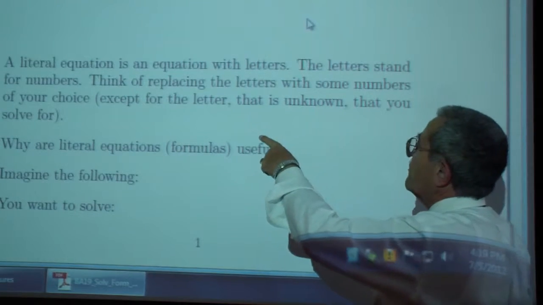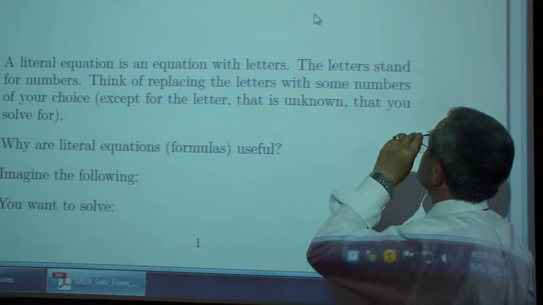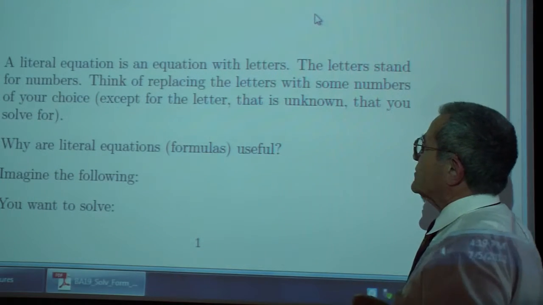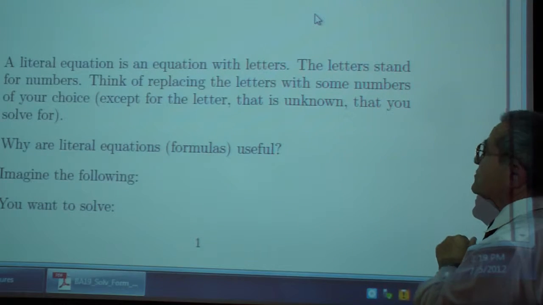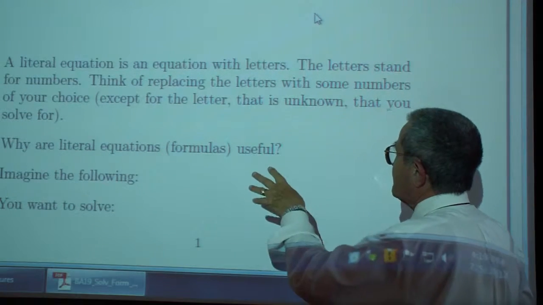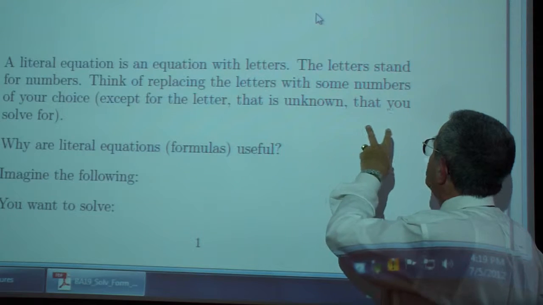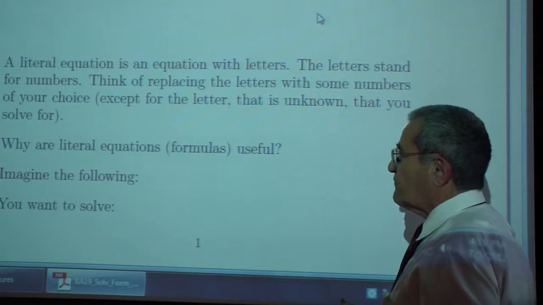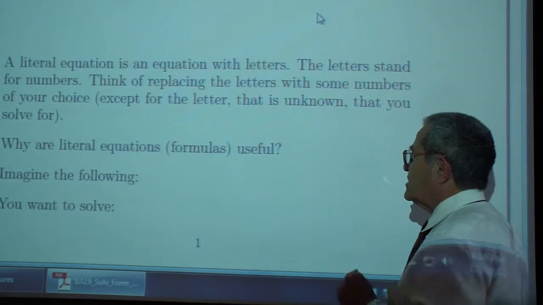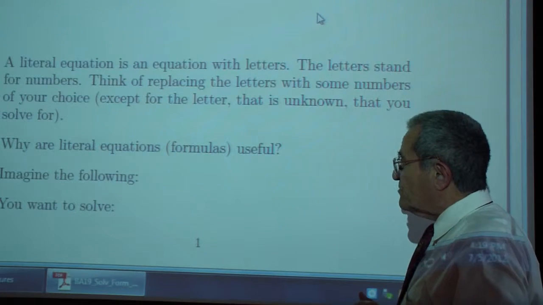Okay. A literal equation is an equation with letters. The letters stand for numbers. Think of replacing the letters with some numbers of your choice, except for the letter that is the unknown that you want to solve for. Why are literal equations or literal formulas useful?